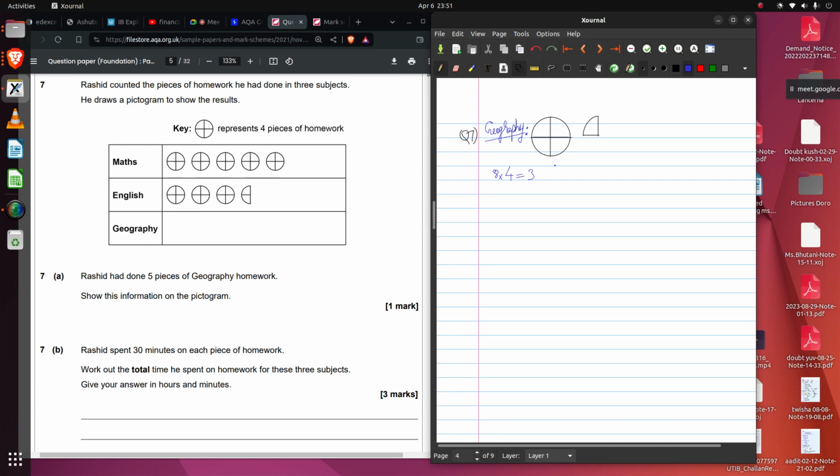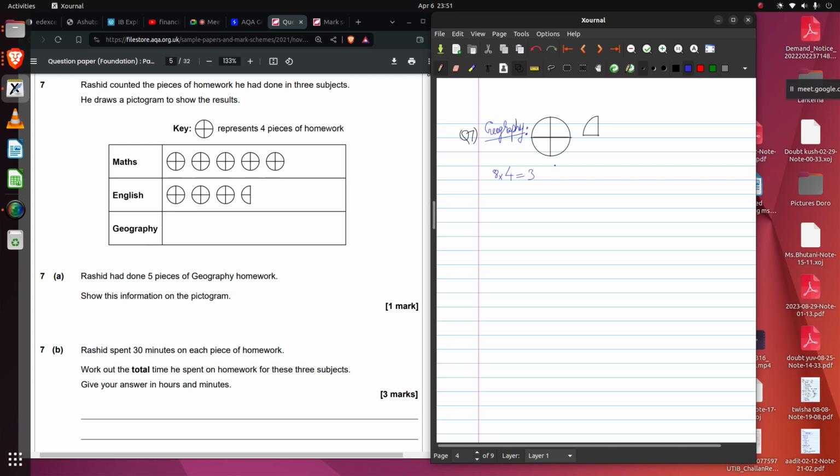I can see 5 circles. Yeah, what I did was because each of them has 4, right? So I just did 4 times, like 4, 8, 12, 16, 20. Oh, sorry. It's not 24, it's 20.